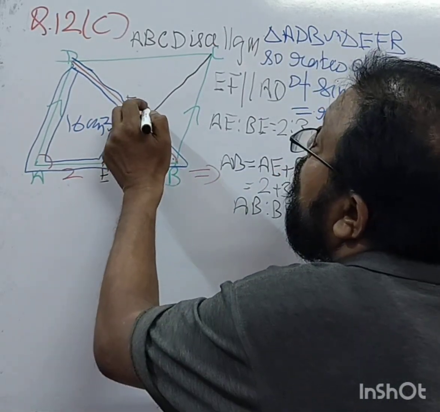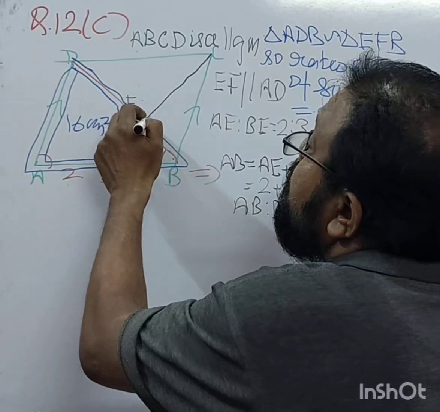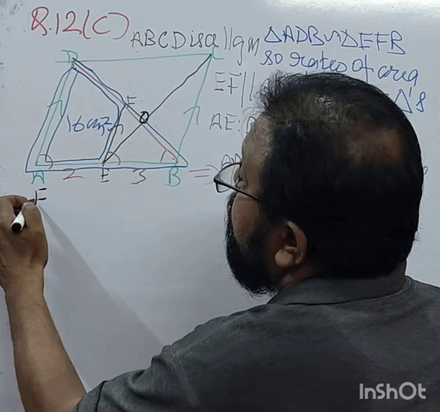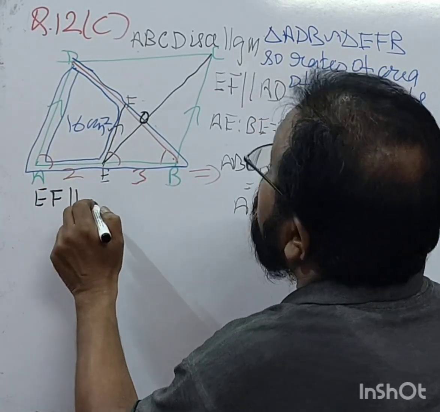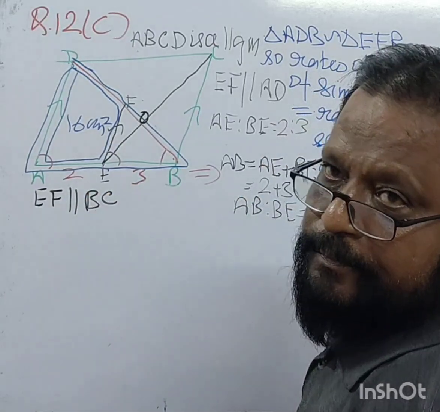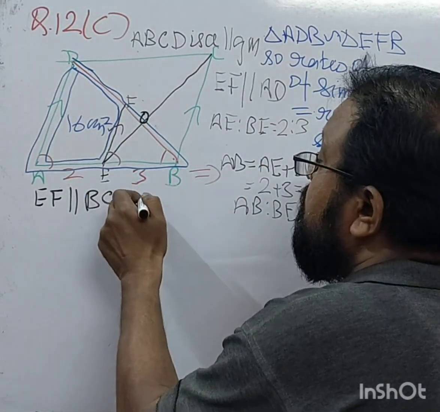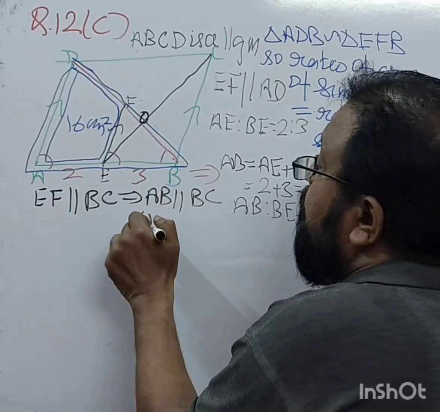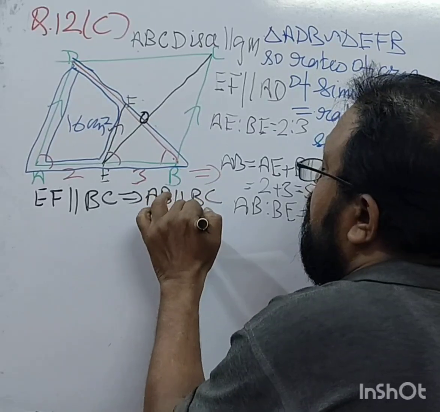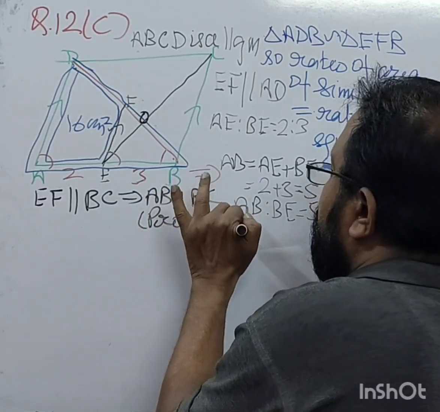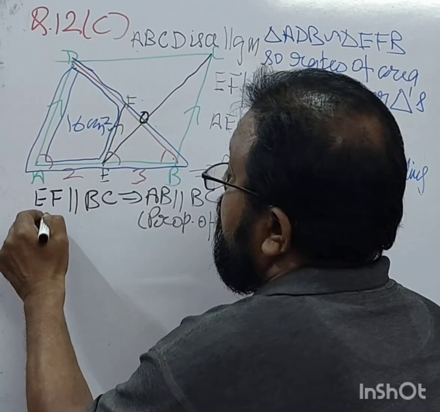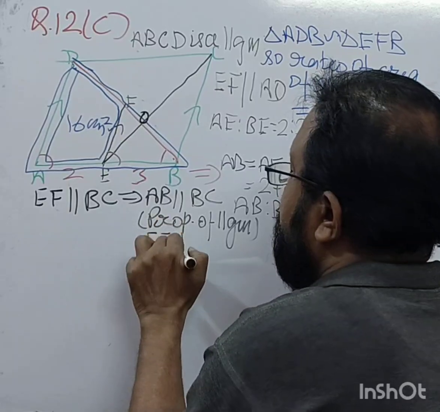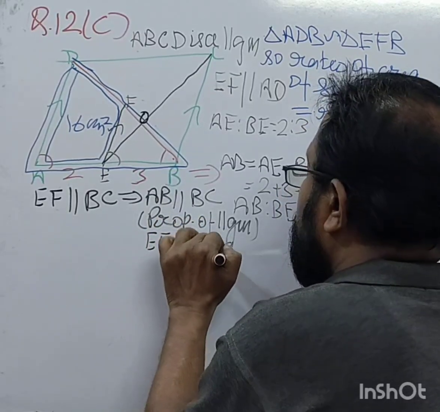This is O. This is point of intersection is O. Right? They are parallel. EF is parallel to BC. Right? As AB is parallel to BC, property of parallelogram. Property of parallelogram. And EF is parallel to AB, given.